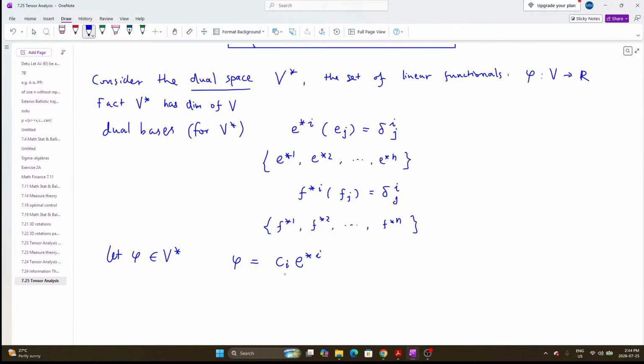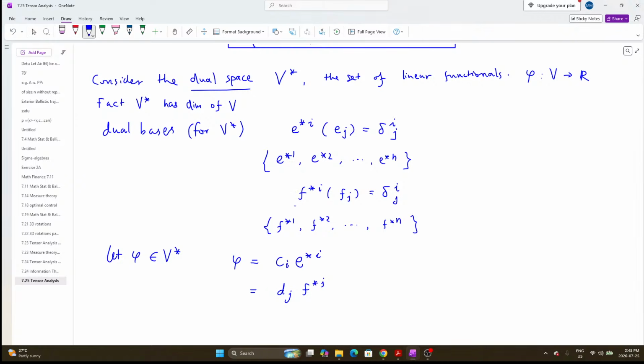So phi equals c_i e star i. That's the first expansion. The second expansion reads d_j f star j. We need to figure out how they transform. We need to figure out how e star i and f star j transform. What's the relationship between them? That's the idea.